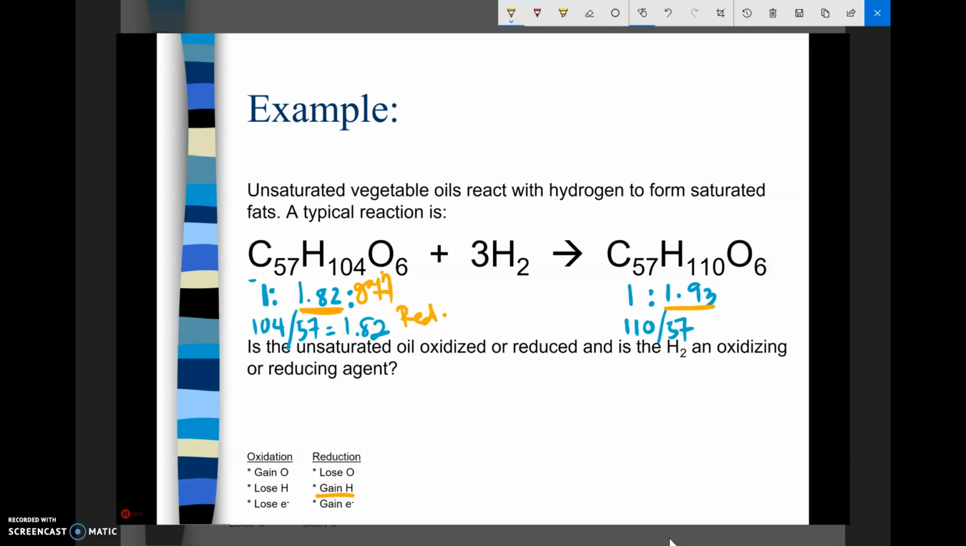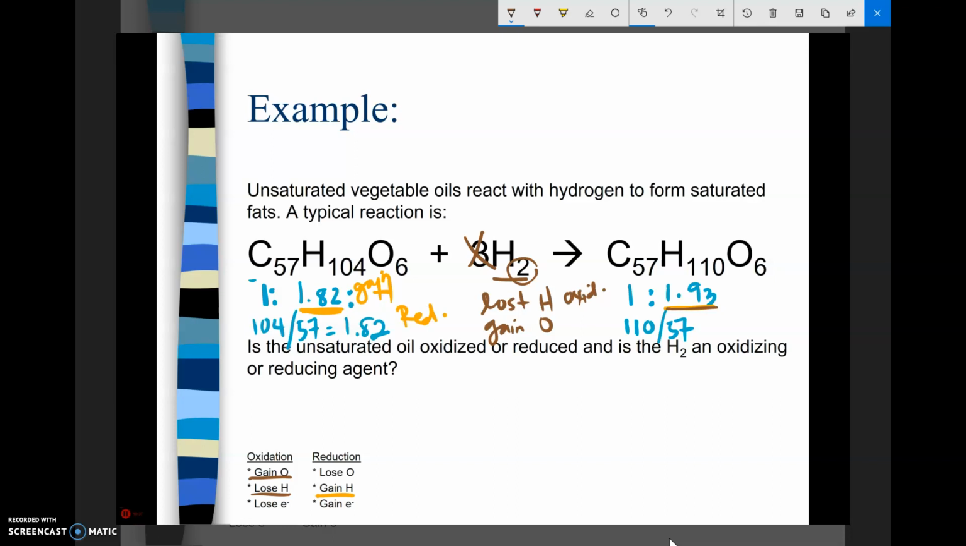Okay. Now let's compare the other reactant, sorry, right here, hydrogen. Again, cross out that 3. This time we have 2 hydrogen, and it's going to 1.93. That shows that we've lost hydrogen. And also we have no oxygen on that hydrogen, but on the product side we do. So we've also gained oxygen. Both of those viewpoints go with oxidation. So now we can be confident that this is correct because we have 2 different viewpoints.